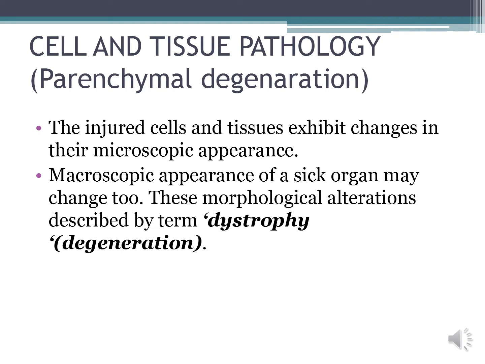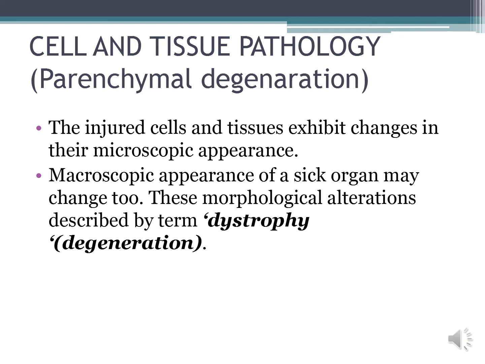Let's start with cell and tissue pathology, namely parenchymal degeneration. The injured cells and tissue exhibit changes in their microscopic appearance. Grossly, a sick organ may change too. These morphological alterations are described by the term dystrophy or degeneration.